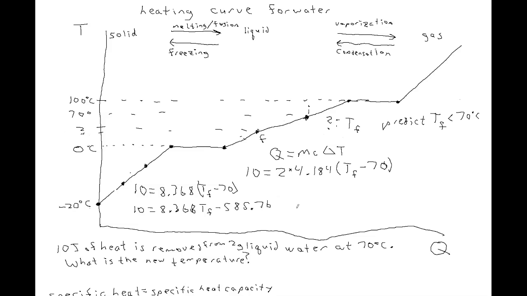Now we can add 585.76 to both sides. And now we'll have 595.76 is equal to 8.368 TF, and then divide both sides by 8.368. And then TF is equal to 71.2 degrees Celsius.